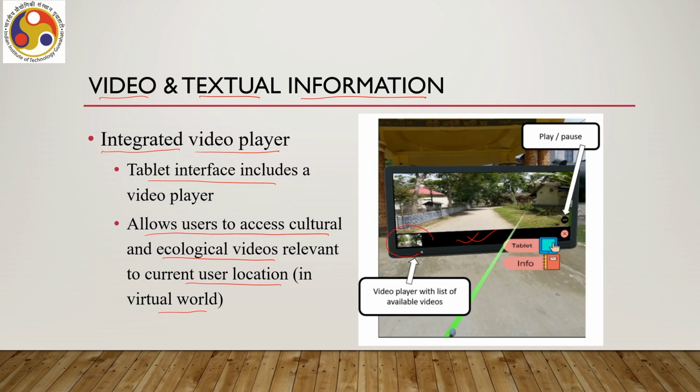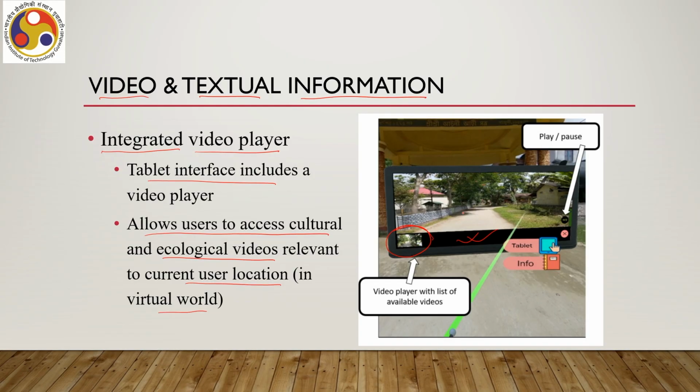And also it shows a list of available videos for a given spot. So, whenever we are at a spot, the corresponding material available at that spot gets added to this tablet interface, and then the user can choose. In that way, we ensure that the user gets access to the most relevant information at a given spot. And this information is also determined based on the user type.